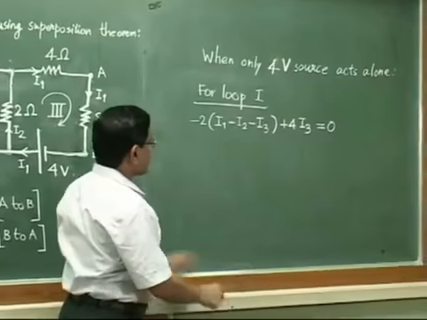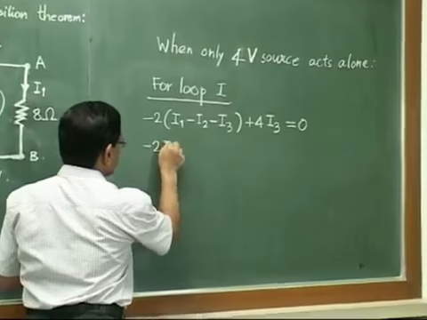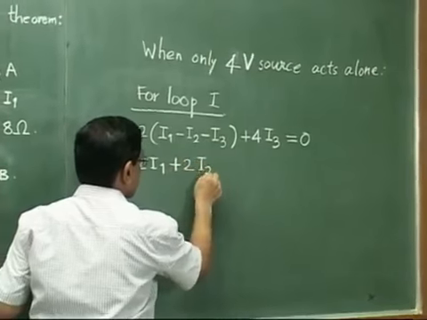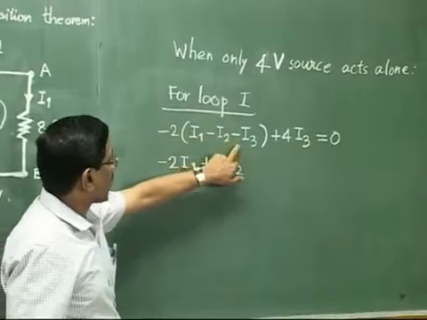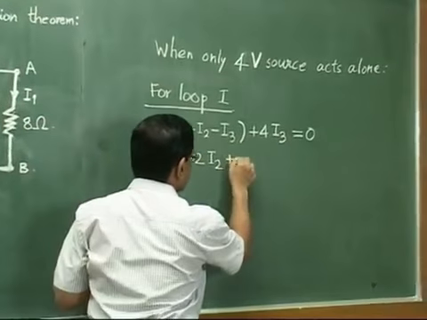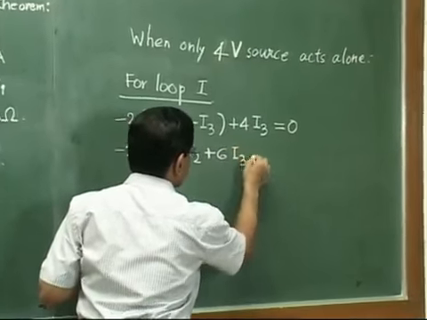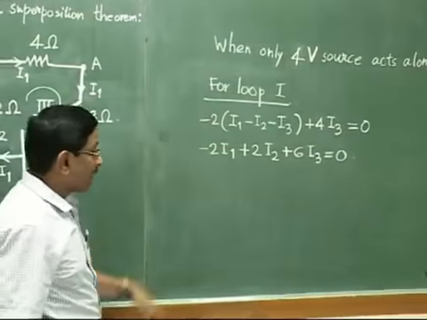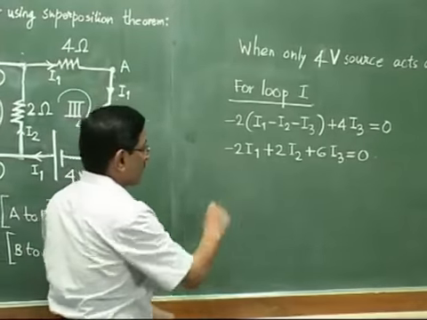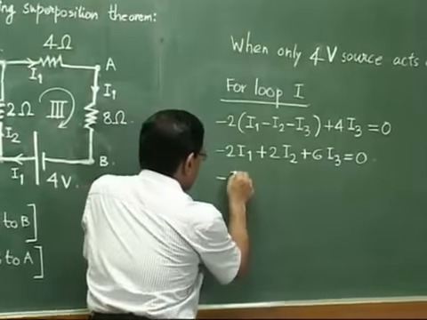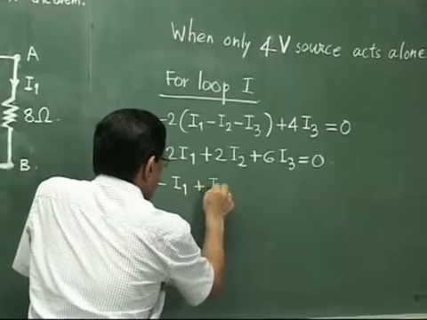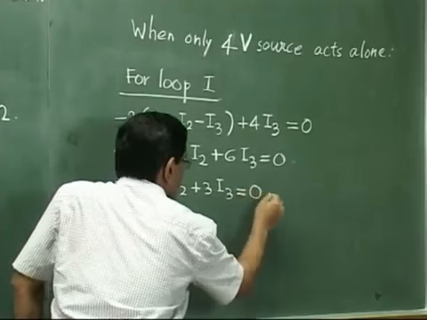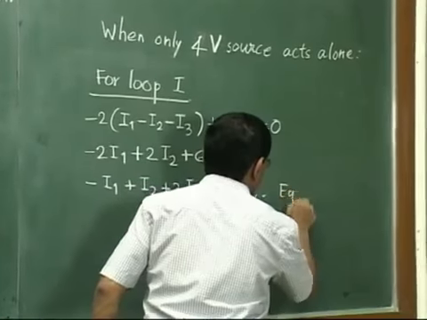Rearranging or collecting the terms: minus 2I1, then plus 2I2, and this will be minus 2 plus 2I3 plus 4I3, so plus 6I3. This must be equal to 0. Further you can simplify by dividing by 2. So if we divide by 2, it will be minus I1 plus I2 plus 3I3 equal to 0. So this would be our equation 1.